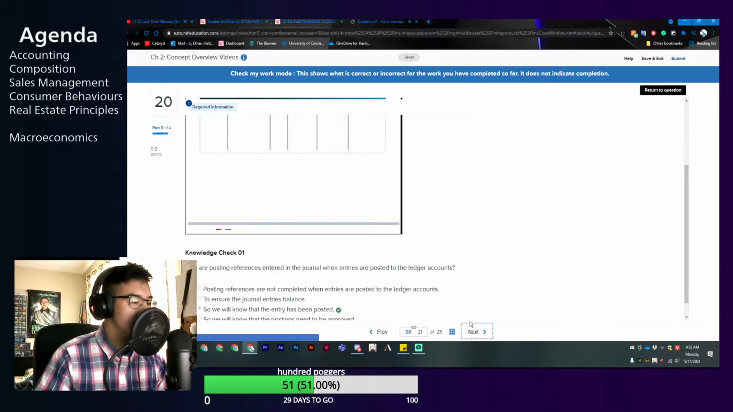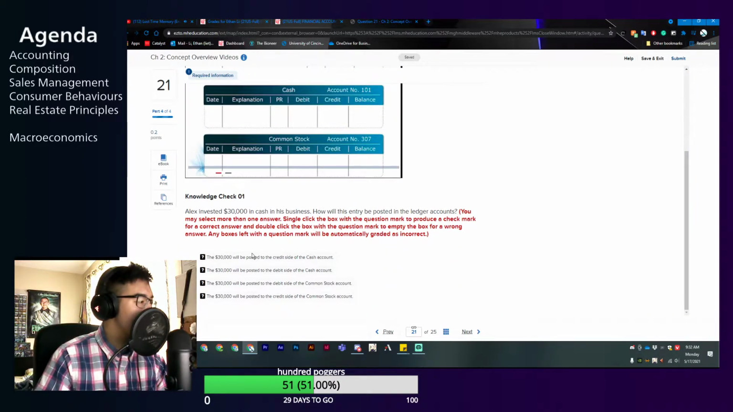Nice, okay, so I didn't know that. Okay, let's first clear everything out. Cool. Alex invested 3K in cash. How would this entry be posted? It would be the debit account, and then it would be posted on the credit side. I hope that's right.